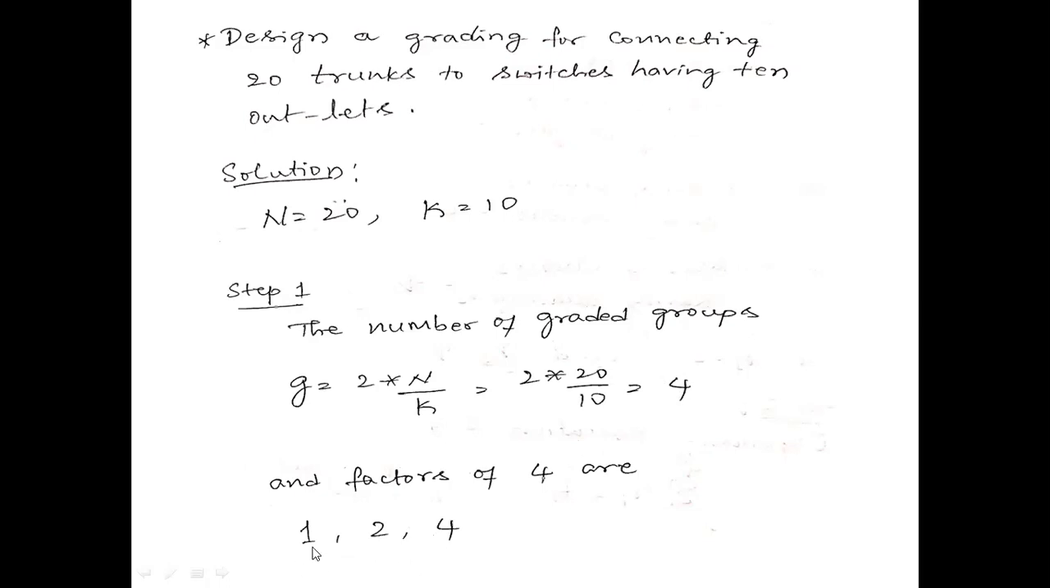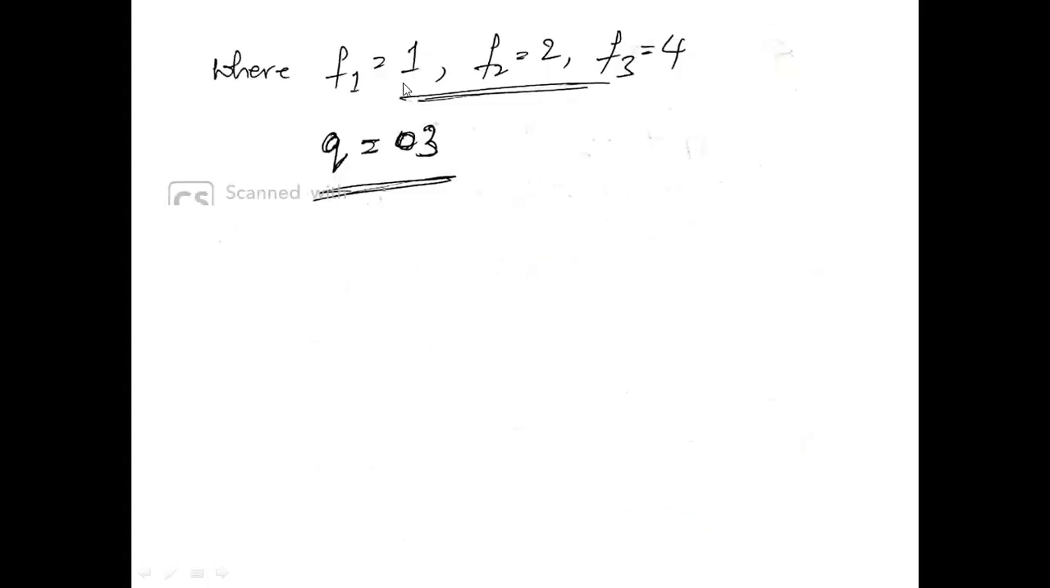The first factor should always be 1, and the second factor could be anything. In this case it has become 2. The last factor of G should always be G itself, which is 4, as per the condition of the design. Factor number 1 is 1, factor number 2 is 2, factor number 3 is 4. The total number of factors becomes 3, which is represented by the value q.